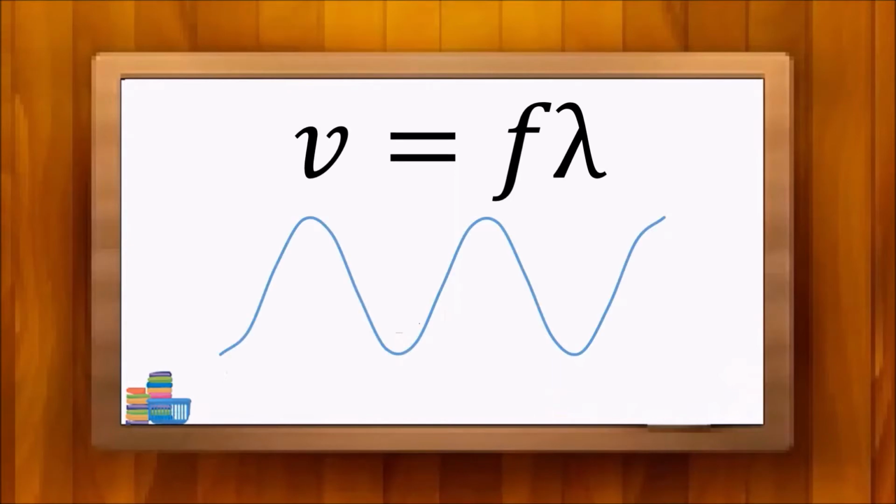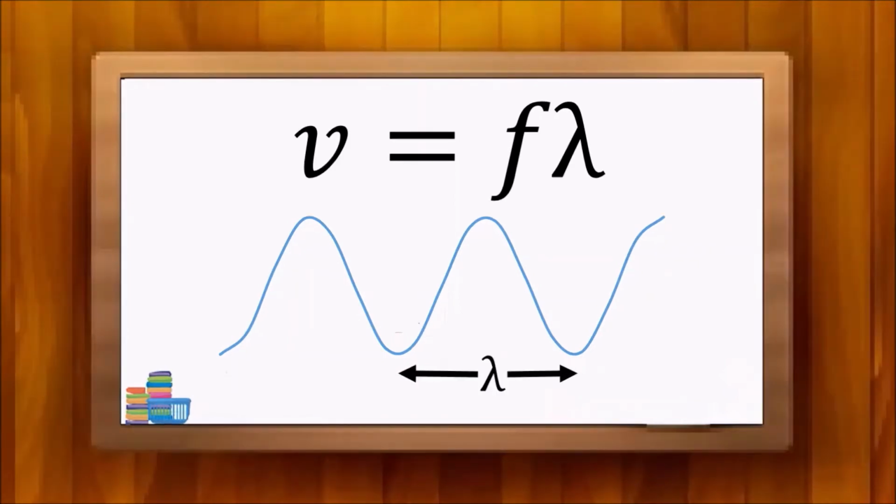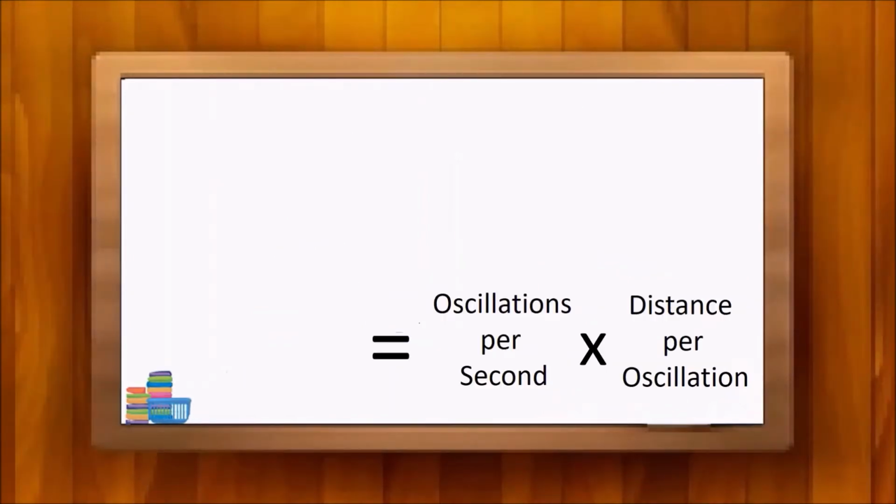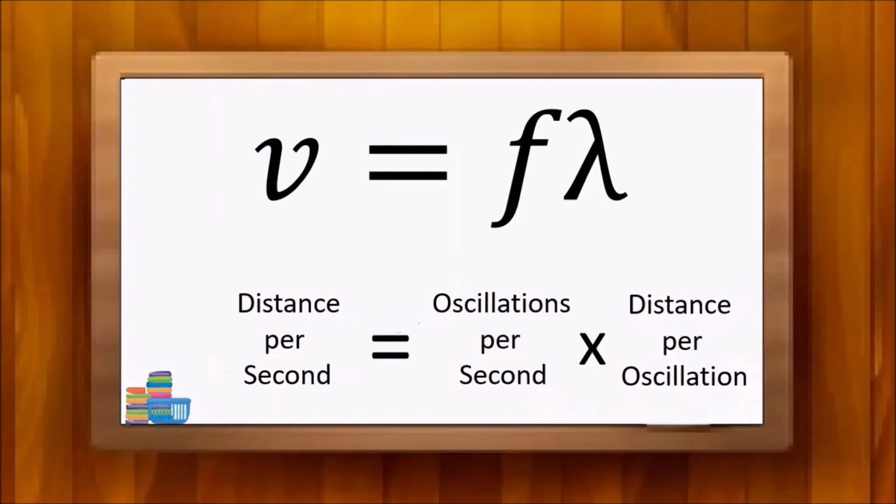Frequency F means the number of oscillations per second. Wavelength lambda means the shortest distance between any related similar points of two consecutive oscillations. That is how far the wave travels within an oscillation. Therefore, F lambda multiplication represents how far the wave travels within a second. That is velocity V. So V equals F lambda.